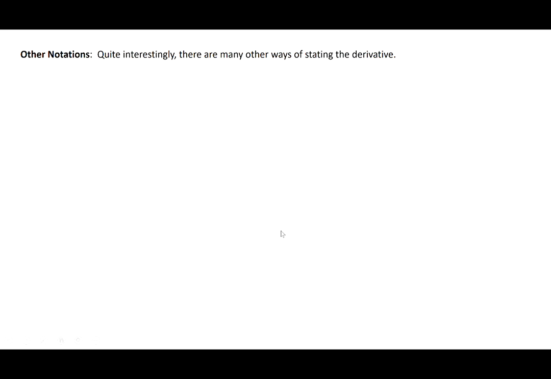Okay. Quite interestingly, there are many other ways of stating the derivative. Please be familiar with all these ways. For some reason, in calculus, Leibniz and Newton both came up with calculus, but they used different notation. Leibniz is the one who used this limit concept, limit as, and also f prime and all that. Or no, Leibniz came up with this dy dx way of writing things.